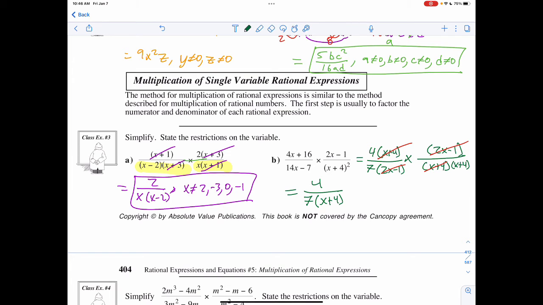And looking at my factored denominators for my restrictions, this is true so long as x cannot equal -4 or 1/2.